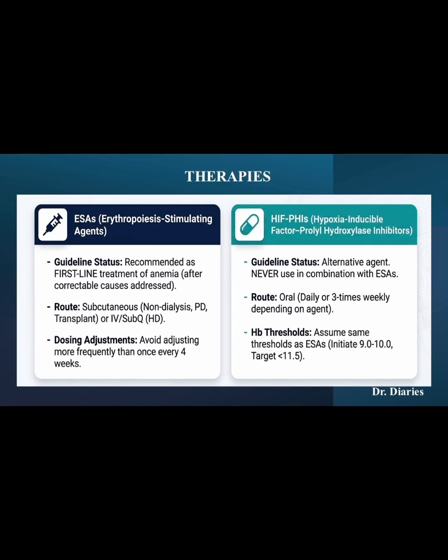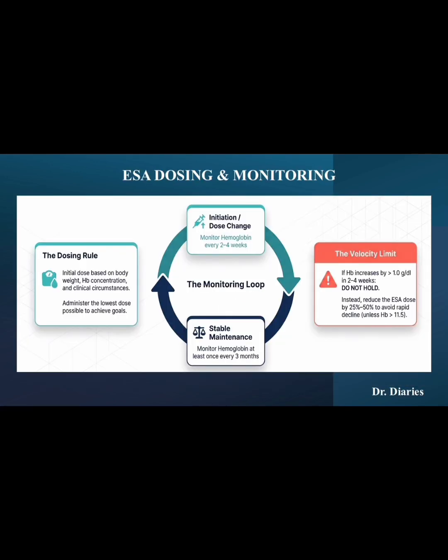ESAs can be given intravenously or subcutaneously. Dose adjustments should be gradual and not more frequent than once every 4 weeks. Hemoglobin should not rise more than 1 g/dL over 2 to 4 weeks. If needed, the ESA dose can be reduced by 25 to 50%.